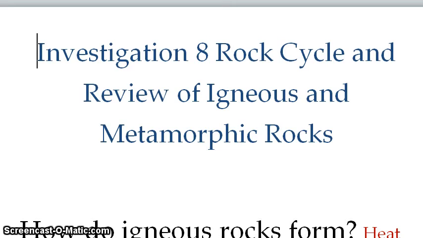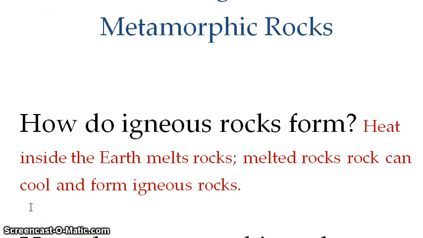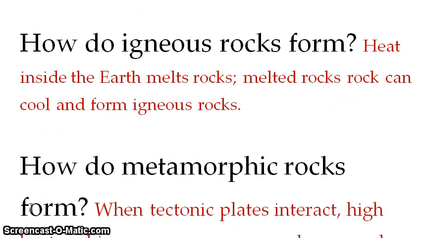Okay, today we started Investigation 8, where we're looking at the rock cycle, which is a review of the igneous and metamorphic rocks. Previously this year we've already gone over the sedimentary rocks, so now we just have to add the igneous rocks and metamorphic rocks, and that way we can get a full picture of how the rock cycle works. So we have two questions here: how do igneous rocks form?